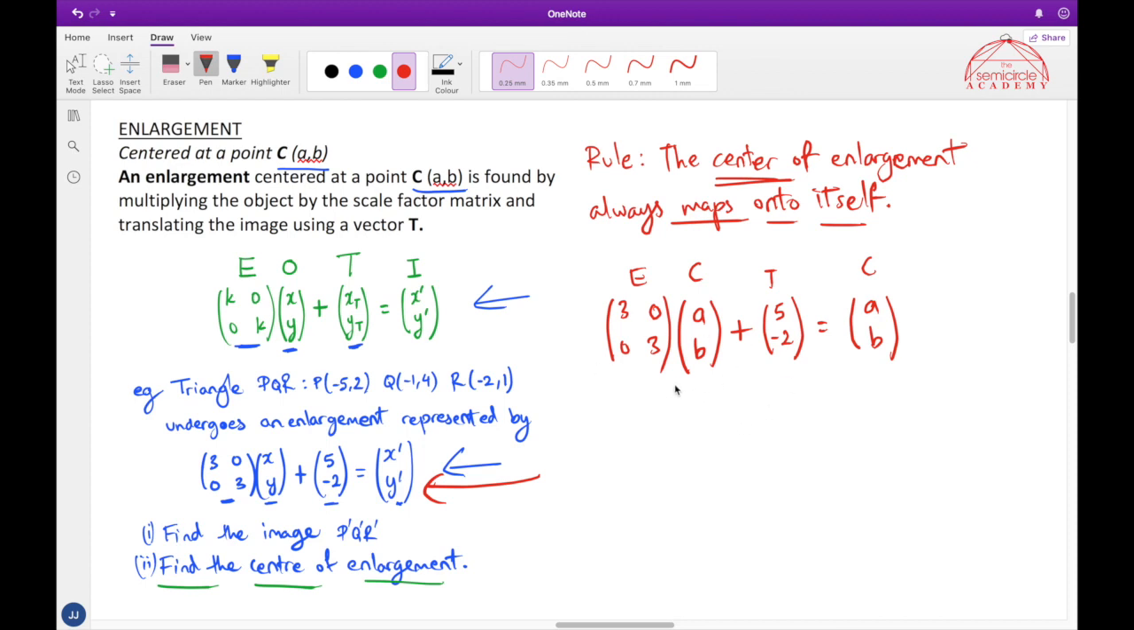So the first thing we would have to do is multiply this enlargement matrix by our center of enlargement. So what would we have? We would have 3A plus 0B, which is 0, right? And then we would have 0A plus 3B. Right? So when we multiply these two matrices, this is what we get, and we're going to add that to our translation 5, negative 2, and that should give us back AB, which is our center point.